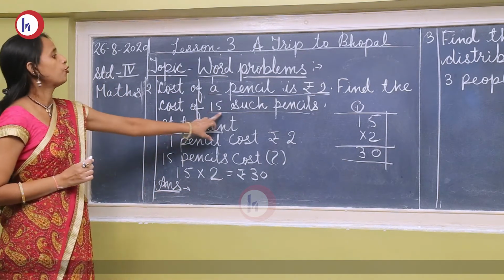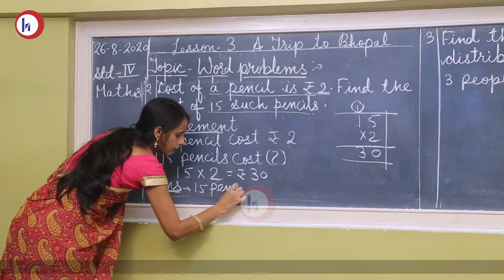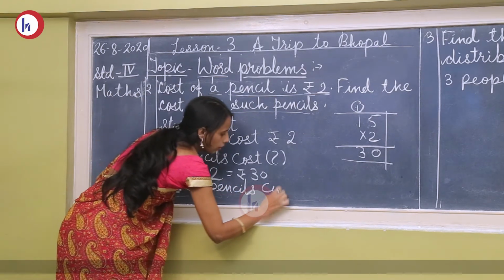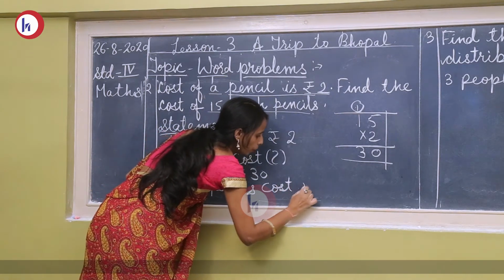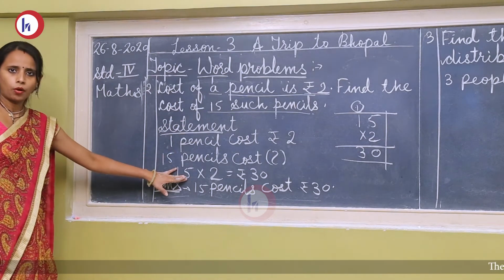Find the cost of 15 such pencil. So 15 pencil cost rupees 30. Here we completed this word problem.